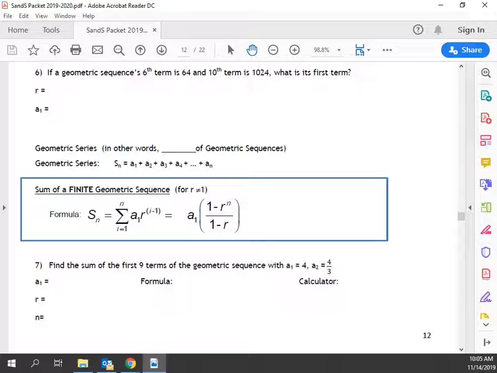All right, so here we go. If a geometric sequence, so it tells you it's geometric, which means we're multiplying every time. Its 6th term is 64. Its 10th term is 1024. So we're counting by a certain number to get all the way from 64 to 1024, and we've done it. How many times did I have to multiply in order to get to 1024?